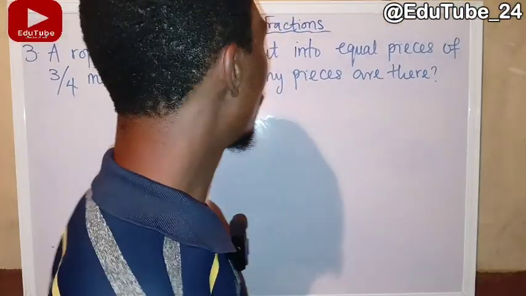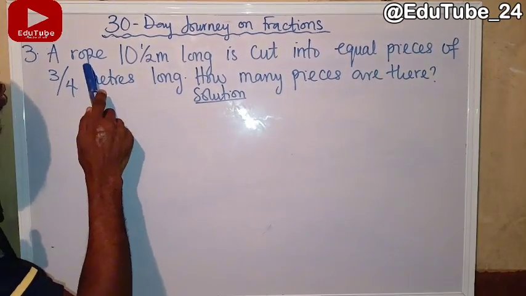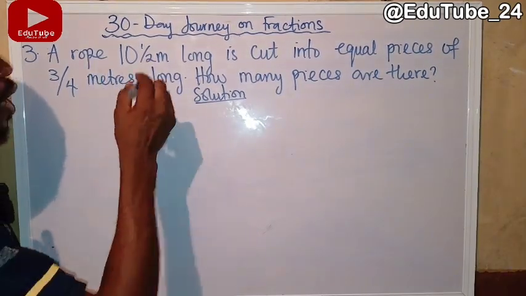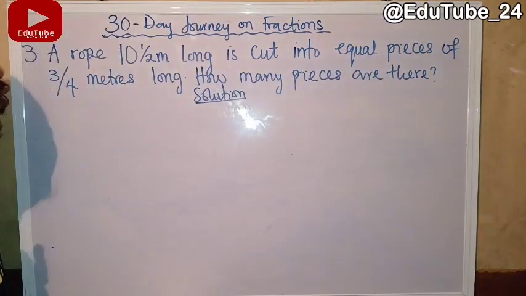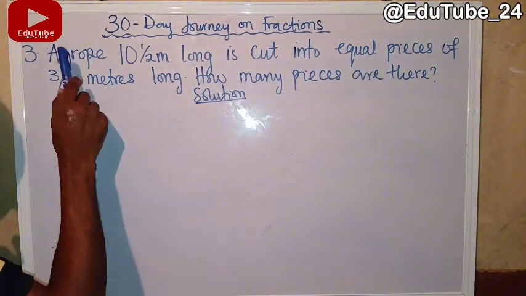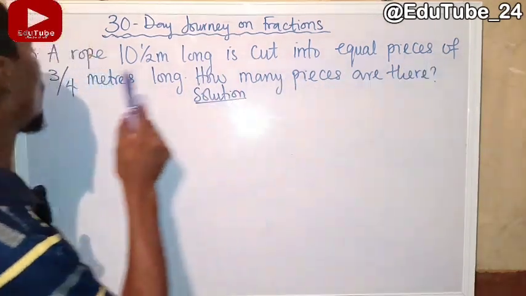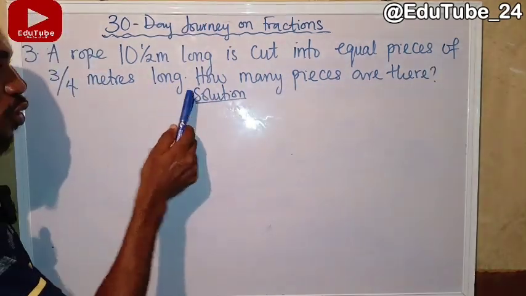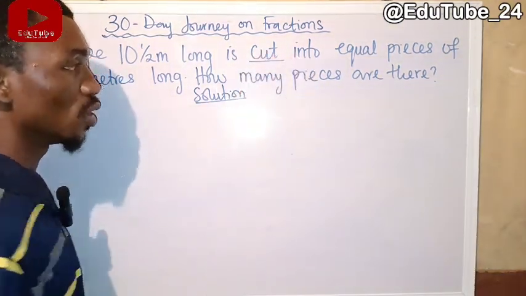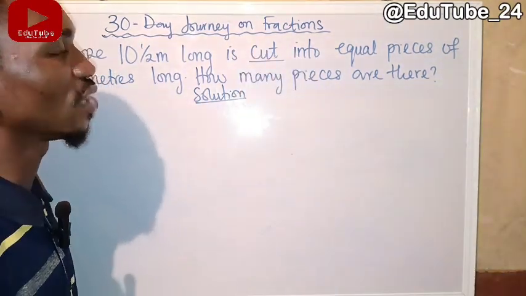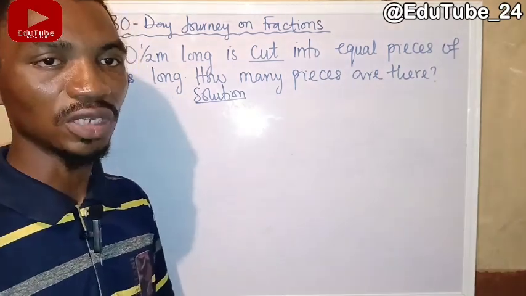Now, for question number 3, it says a rope 10.5 meters long is cut into equal pieces of 3/4 meters long. Whenever we hear "cut" in mathematics or in word problems, it could either translate as subtraction or division.